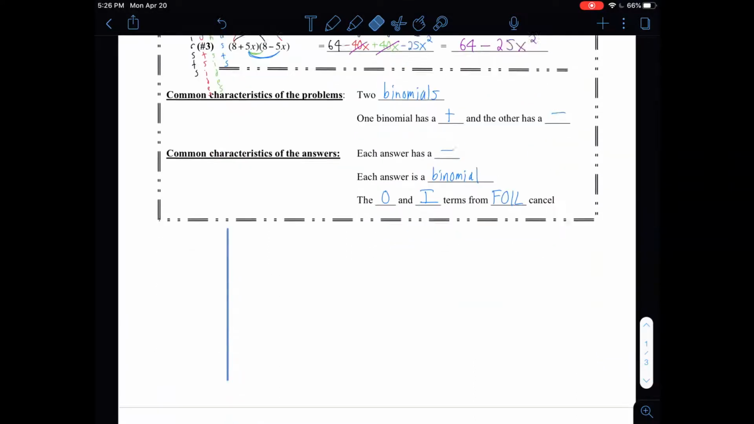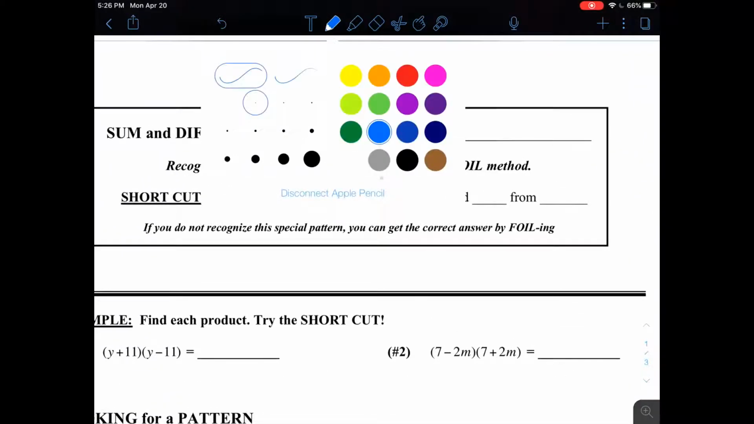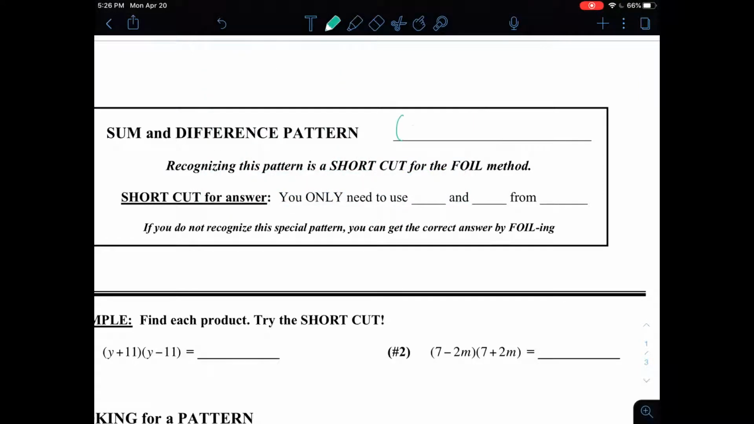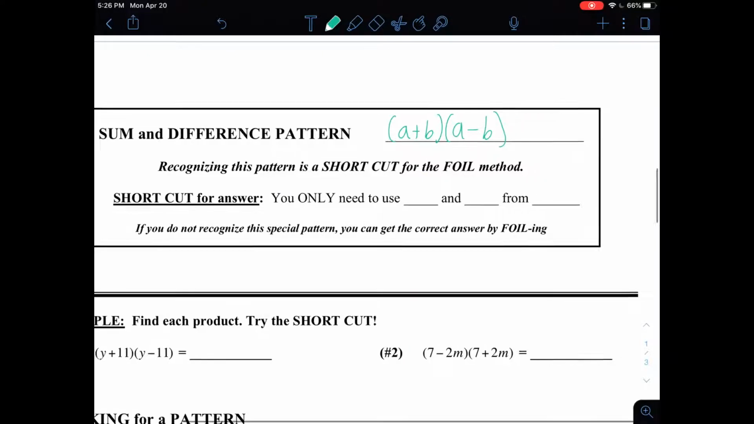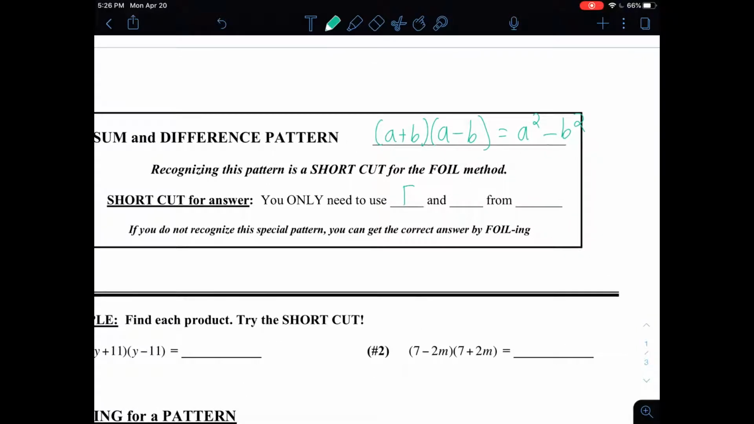So, sum and difference pattern. What we had: a plus b times a minus b, and that shortcut goes to a squared minus b squared. So we only need the F and the L from FOIL.